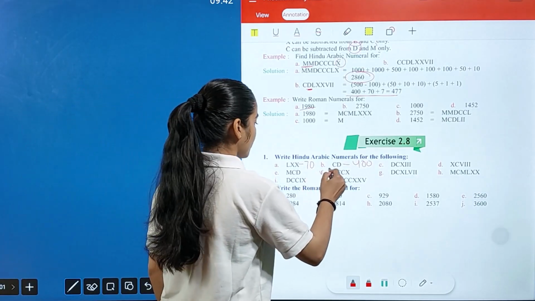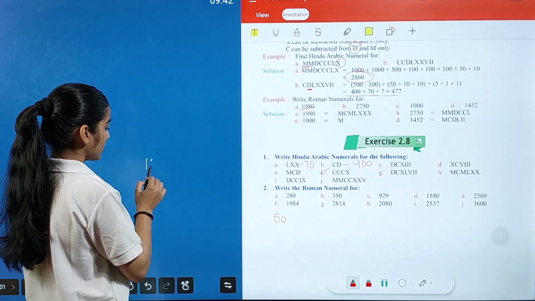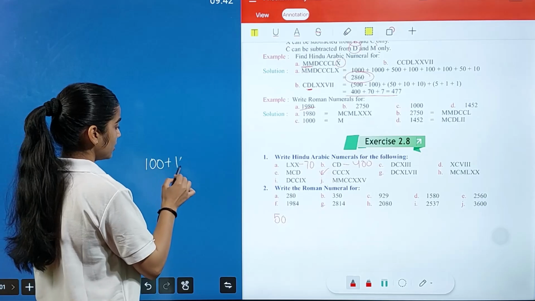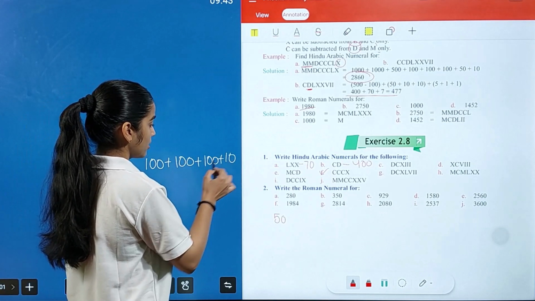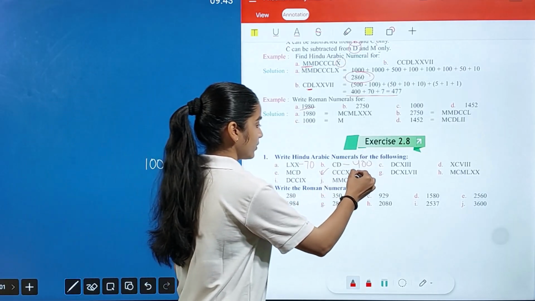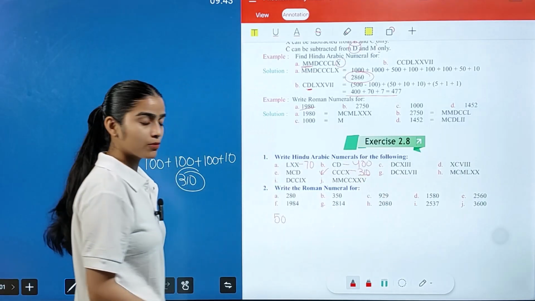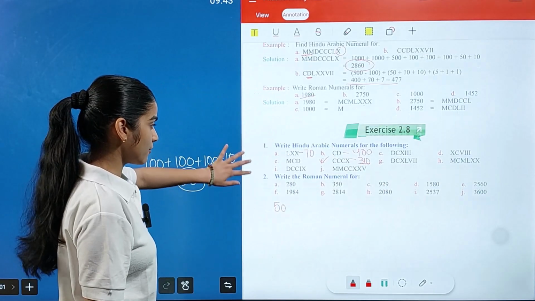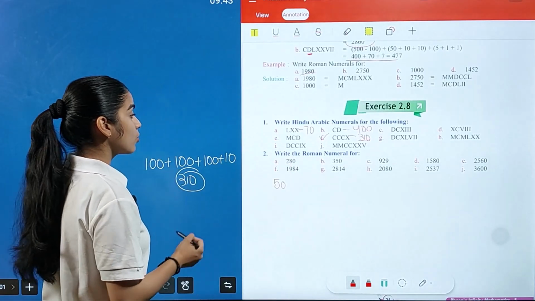In this part F we have C, C, C and 10. C means 100 plus 100 plus 100 plus 10. So 310 is your answer. So in the same way you can write the Hindu Arabic numerals for the given Roman numbers you have in question number 1.